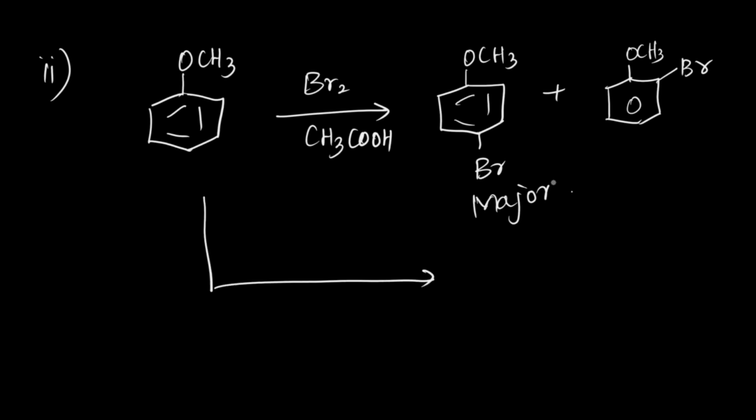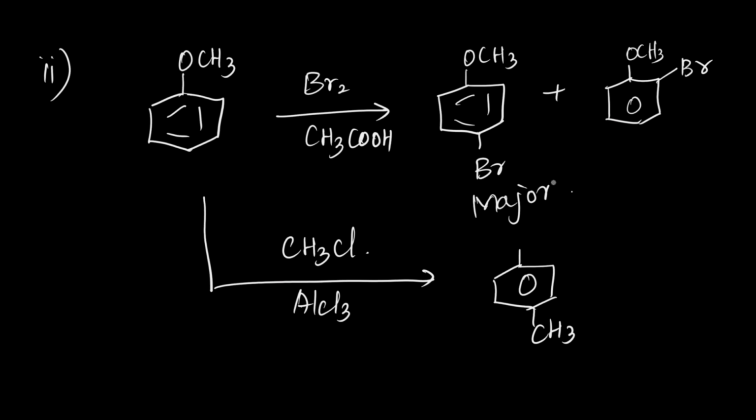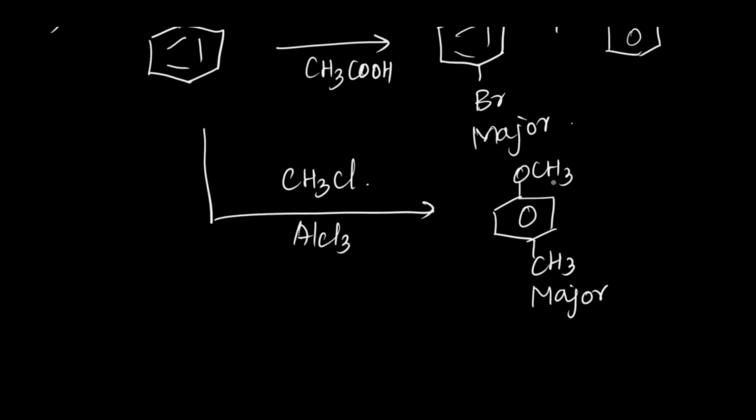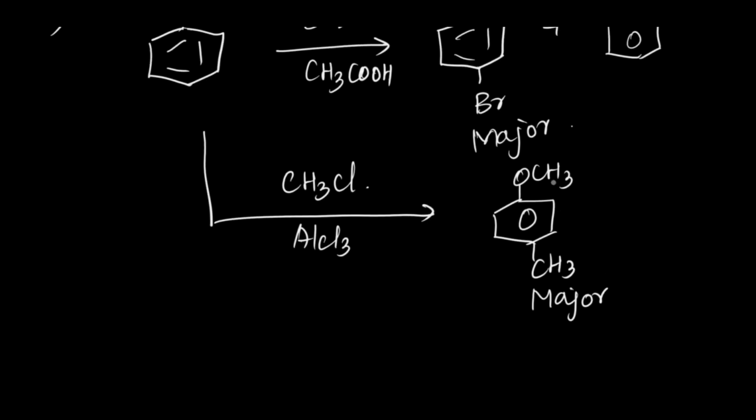Similarly, if I am treating it with CH3Cl with AlCl3, what will that produce? Friedel-Crafts alkylation, para and ortho substituted products. Out of that, para becomes the major one. Similarly, you can go with nitration as well, nitration and sulfonation.